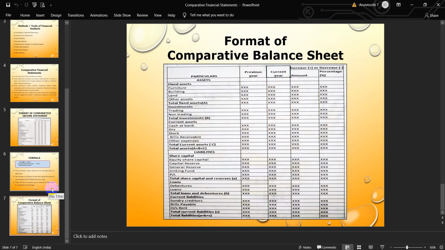Now seeing to the format of the balance sheet, you have the assets taken, fixed assets, that is the total assets, they have taken it as A, and the total investments as B, total current assets as C. So A plus B plus C, you get the total value of the assets. Liabilities is total share capital and reserves as small a, total loans and debentures as small b, and total current liabilities as small c. So total liabilities is A plus B plus C.